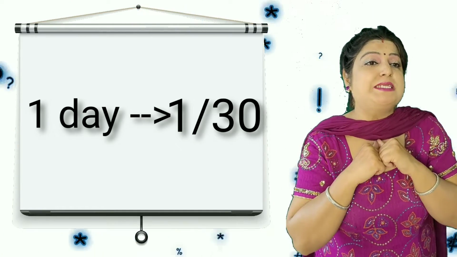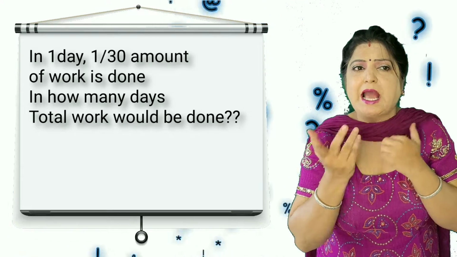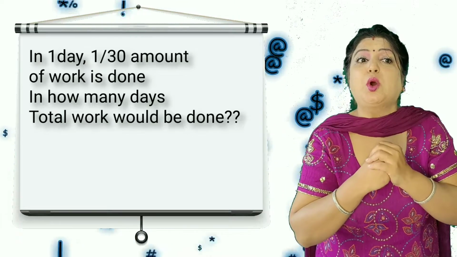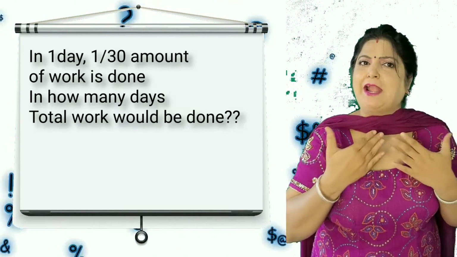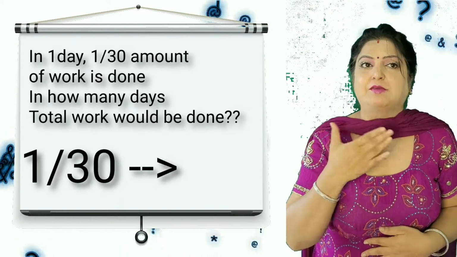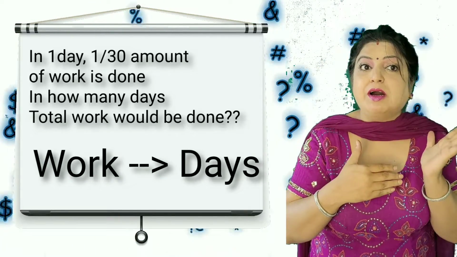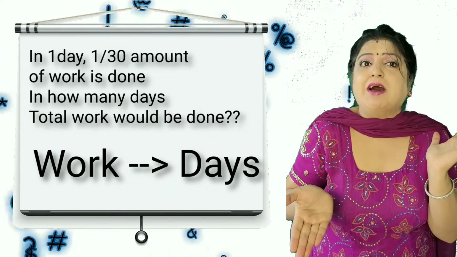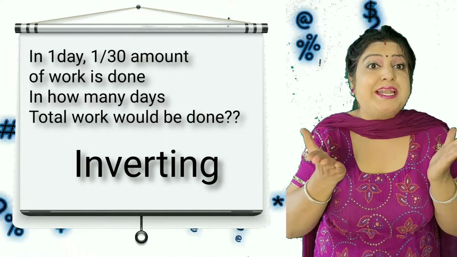Same way, the opposite. If in 1 day, 1 by 30 amount of work is done, in how many days would the total work be finished? Simply invert, and what we get? 1 by 30 on inversion, we get 30. So here we converted work to days. So we can go from days to work and work to days by just inverting.